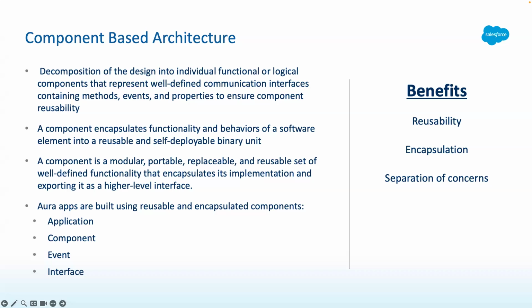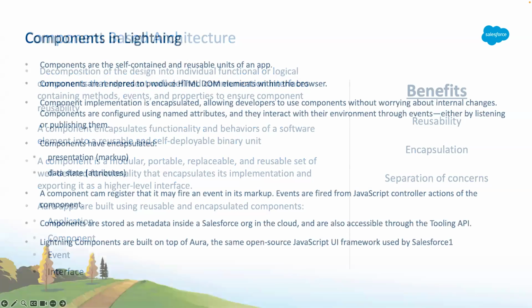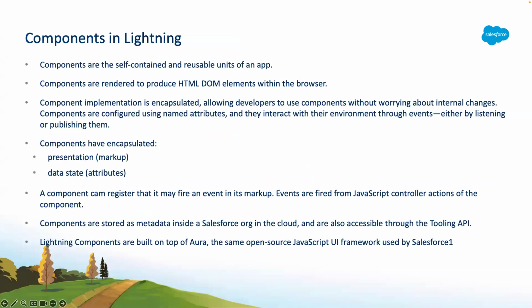So first and foremost, it follows the component-based architecture. But how does that integrate into your specific Lightning component? In Lightning, the components are self-contained. These are the reusable units of an app. And since they are reusable, how they actually use the values from these components is through the HTML DOM. If you see here, the second line itself says the components are rendered to produce HTML DOM elements within the browser.